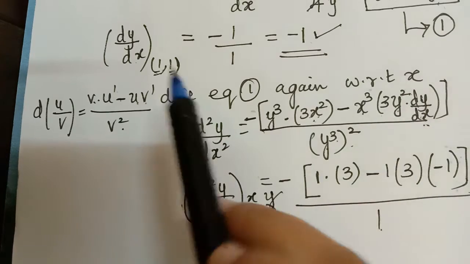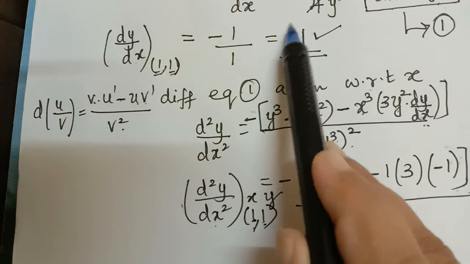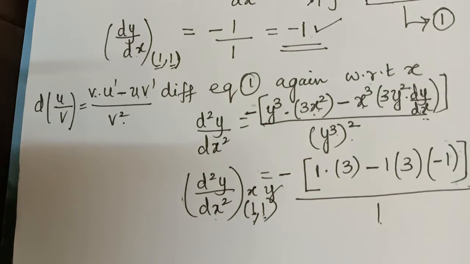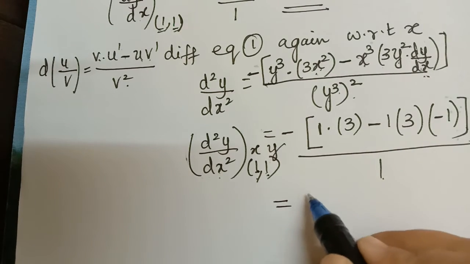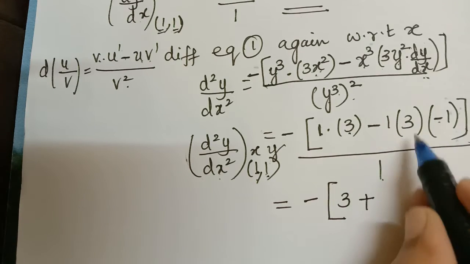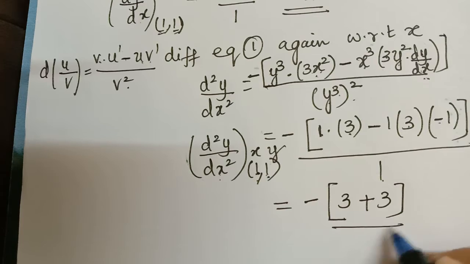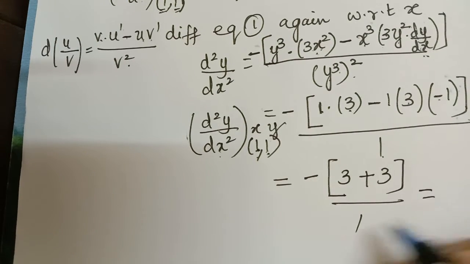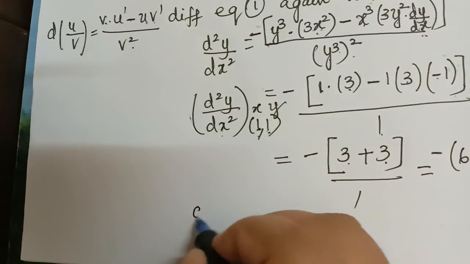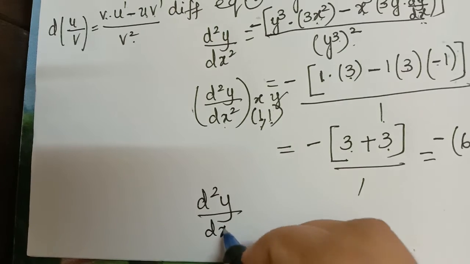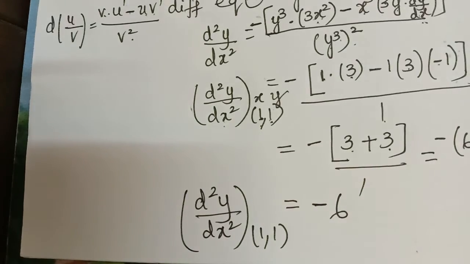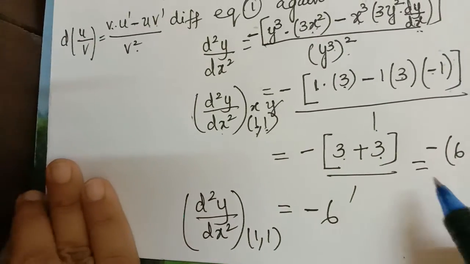So dy by dx, we have already evaluated at the point (1, 1). The value is minus 1. So that only we have to substitute here. These steps have to be carried out very carefully. So that is equal to, now minus into 3 is minus 3, and then minus into minus is plus, and 3 multiplied with 1 is 3. The whole divided by 1, but anyway that is going to be 1 only. So minus, what is 3 plus 3? It is 6. So therefore d squared y by dx squared at the point (1, 1) is equal to negative 6. So minus 6. That is what we have evaluated here.